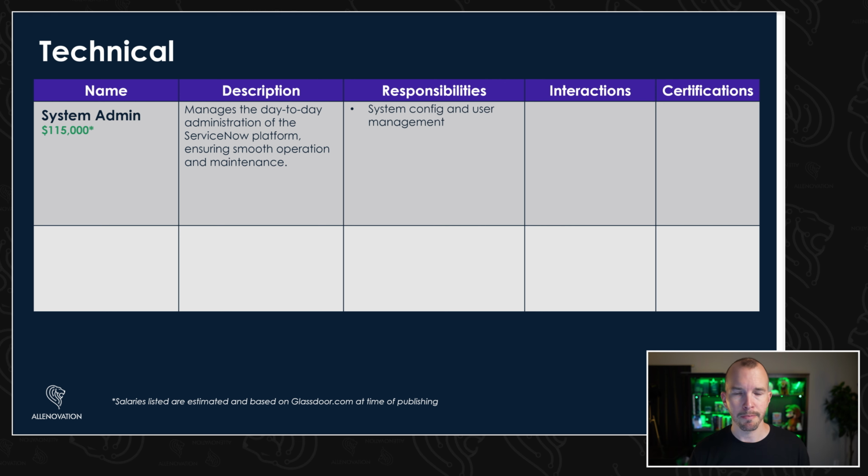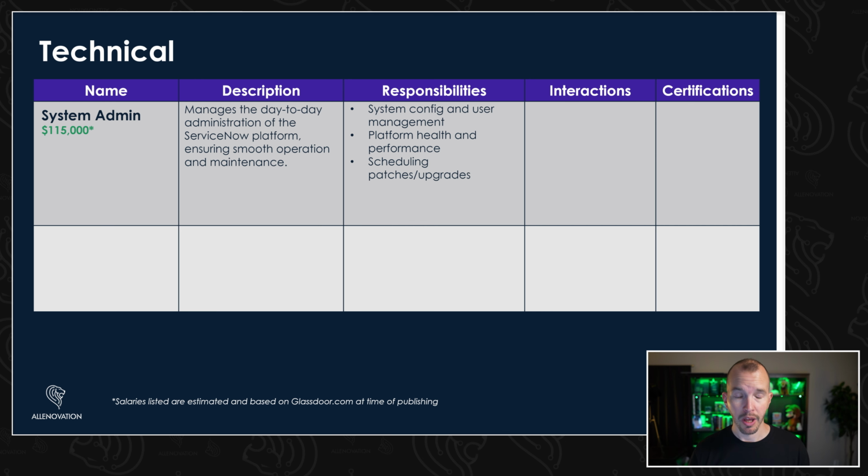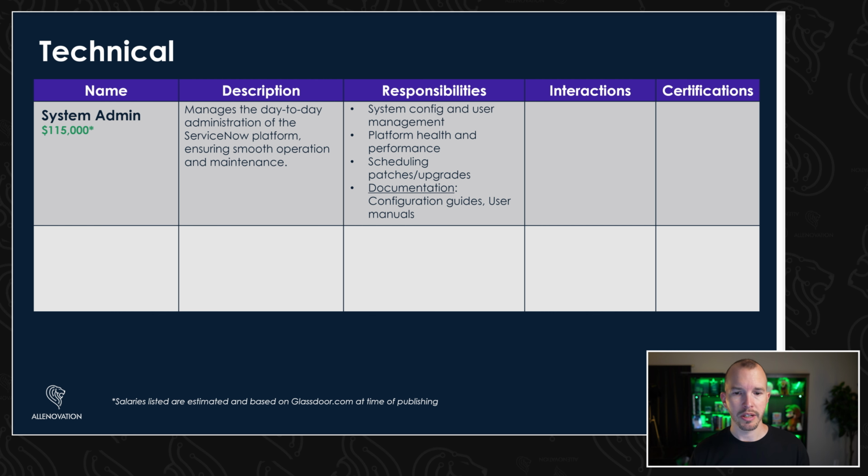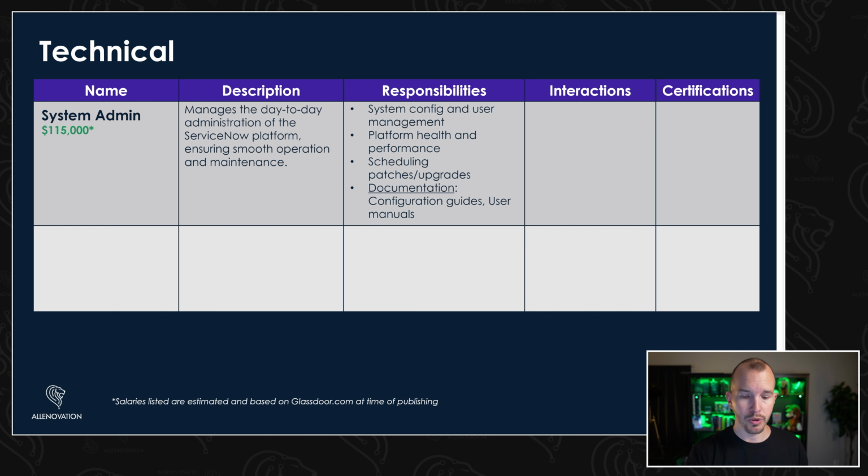So we have system config, user management, platform health and performance, scheduling patches, upgrades, and configuration guides, right? And user manuals. So these are things like step-by-step instructions for setting up and managing the platform. What platform configuration happened through a system property or something that's global in nature. They're going to be trying to help document those things and ensuring proper operation. For user manuals, they're going to be documenting what are the various features on the platform, how to assist end users in navigating the system, and go from there.